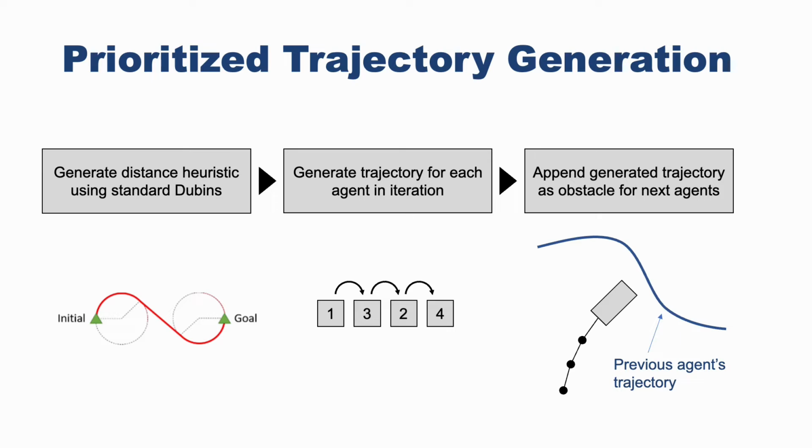Every time the algorithm successfully generates a collision-free trajectory for a vehicle, the algorithm will then append the generated trajectory as a dynamic obstacle for the following vehicle's trajectory planning. Thus, trajectory planning of the last vehicle will have the maximum number of obstacles that need to be considered.